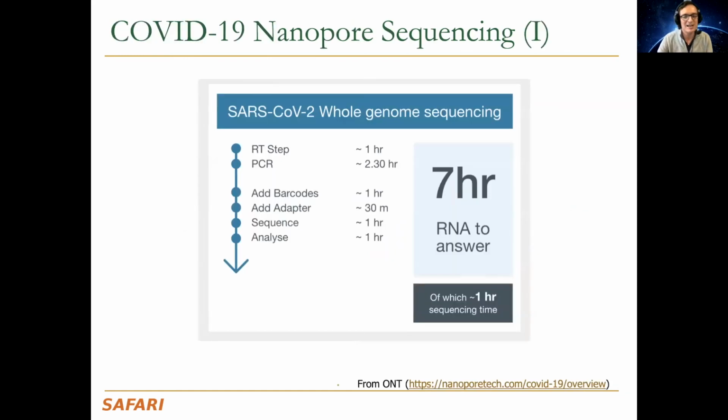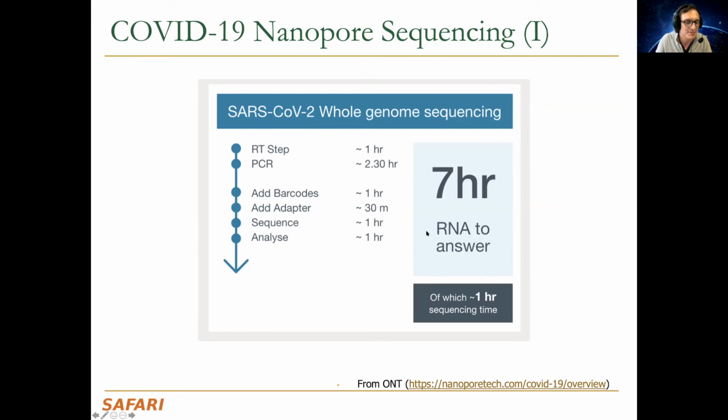Let me quickly spend some more time. These slides I did not use at the time because these were not available last year when I was giving the earlier lectures that I showed you a slide from. But basically, this is what's claimed by the Nanopore tech company. They basically say whole genome sequencing of COVID-19 takes 7 hours.